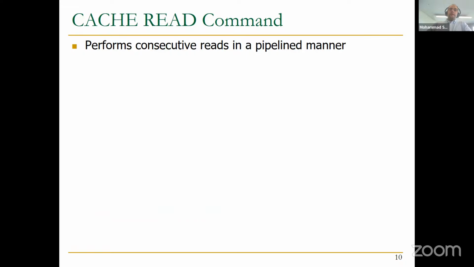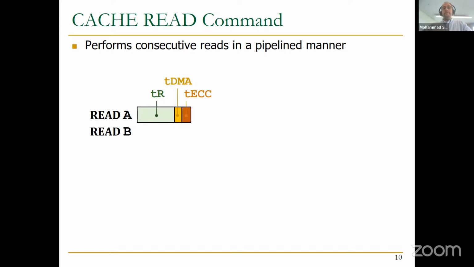Another one is the cache read command, so that we can perform consecutive reads in a pipeline manner. In the normal way, when we don't use cache read, we send read page A. We need to spend TR to have our data ready in the page buffer. Then we need to spend TDMA to send our data to the flash controller, and then TECC.